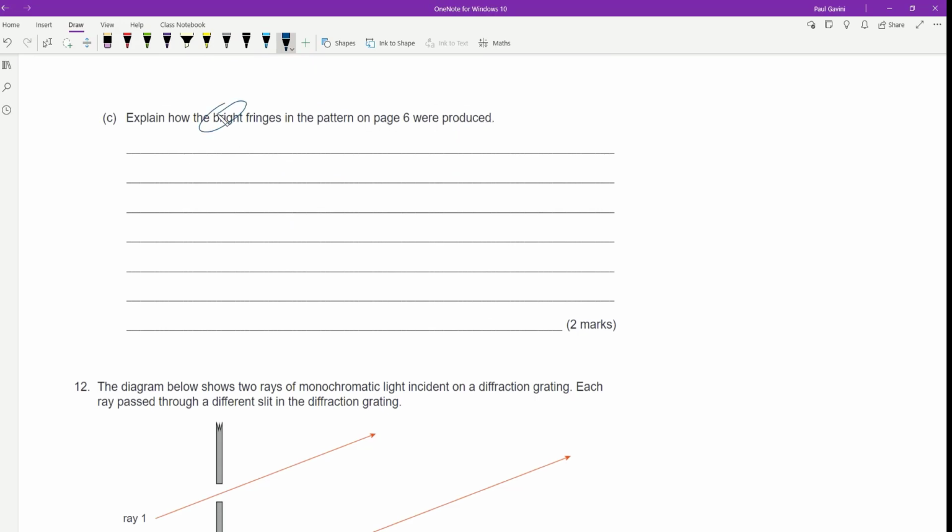Notice how it's only talking about bright. Don't write anything about the dark areas. So that is going to be constructive interference. How are we going to get constructive interference? That's when the optical path distance is going to be a whole multiple of the wavelength.